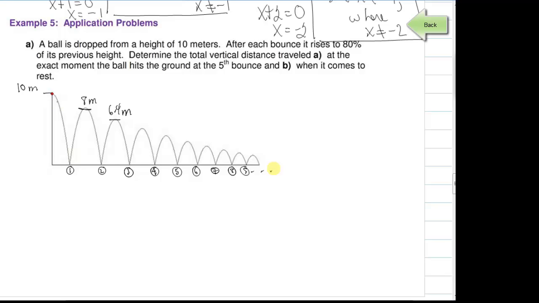Okay, another thing to keep in mind about our diagram is because we want total vertical distance, we've got the ball dropping and we also have the ball rising, and we need to calculate those distances. So I'll just draw in what we call our vertical drops in yellow. Okay, so this is vertical drop. Okay, and I'll do the vertical rises in blue.